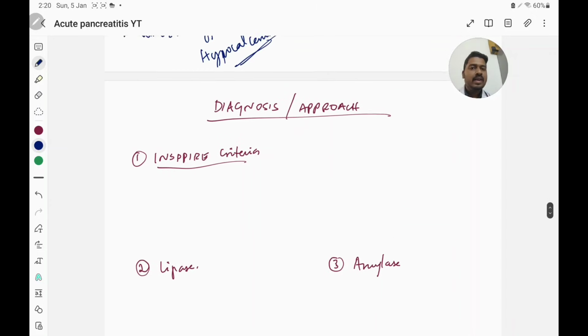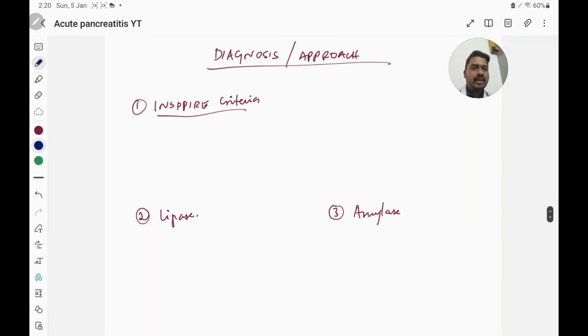72 hours, okay? Now, how do you diagnose and how do you approach a case of pancreatitis? How you diagnose pancreatitis is very important, because in adults it is very easy to identify, because they'll come with pain, they'll be very cooperative in ultrasound also, and their enzyme levels will be like adult levels, okay? We'll discuss all this, okay?